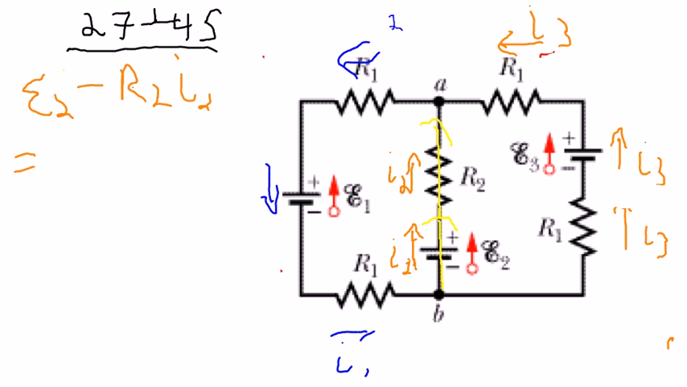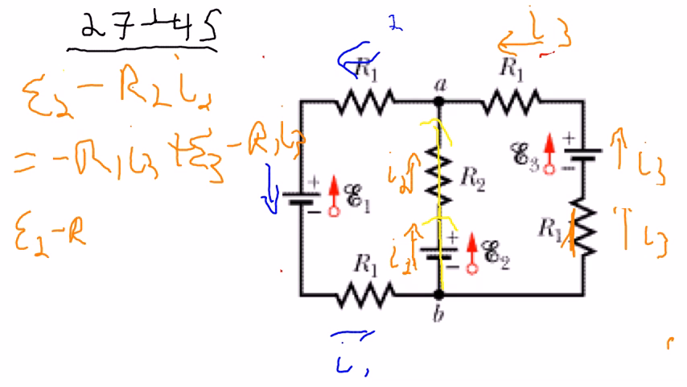Then, if you go the same route, you know that must be equal to going through battery E3. So if you go through battery E3, you're going to have a drop right here of R1 times I3. Then you're going to have a gain, plus E3, and then another drop of R1 times I3. So rewriting this whole idea, you have E2 minus R2I2 is equal to E3 minus 2R2I3.